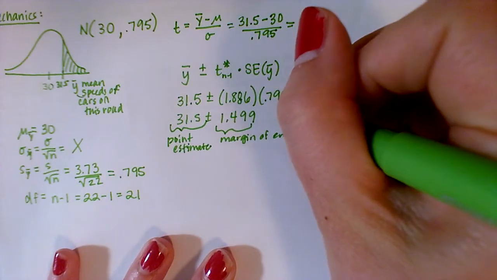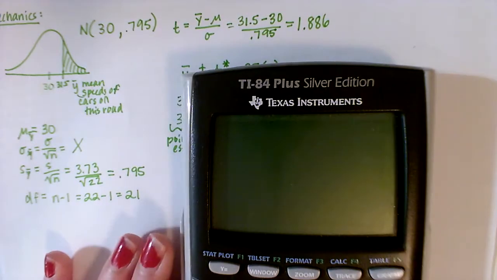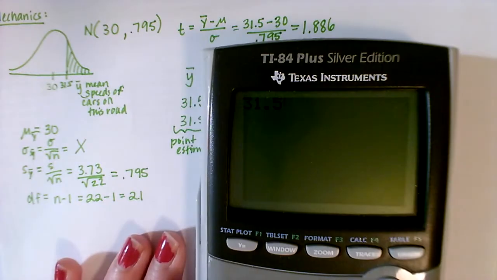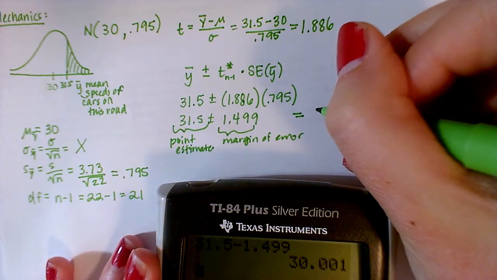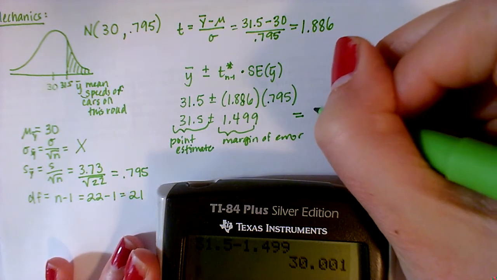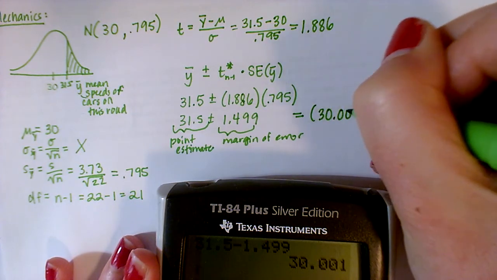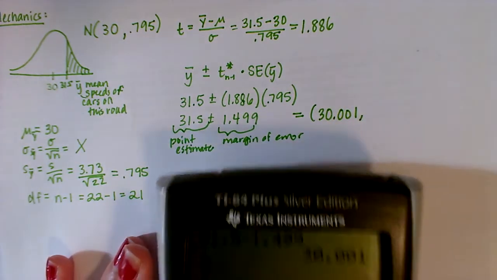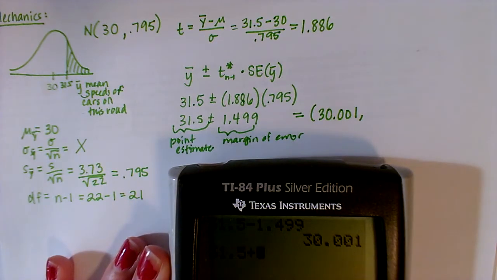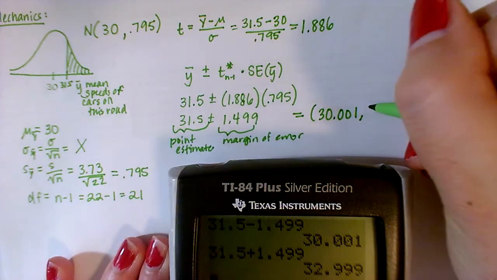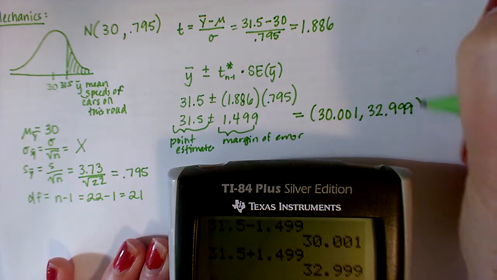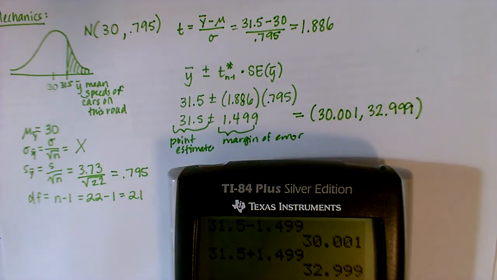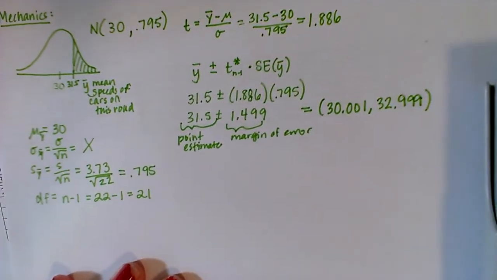Okay, well, what is this going to give me? Well, once I add and subtract them, I'm just going to do 31.5 minus 1.499, and that's going to give me 30. Ooh, I hope that's correct. Okay, yeah, so this is going to give me 30.001, and then if I do 31.5 plus 1.499, I'm going to get 32.999. Great. Okay, awesome. So that's kind of what we get here, and now we can move along to make sure that we are in a good spot.